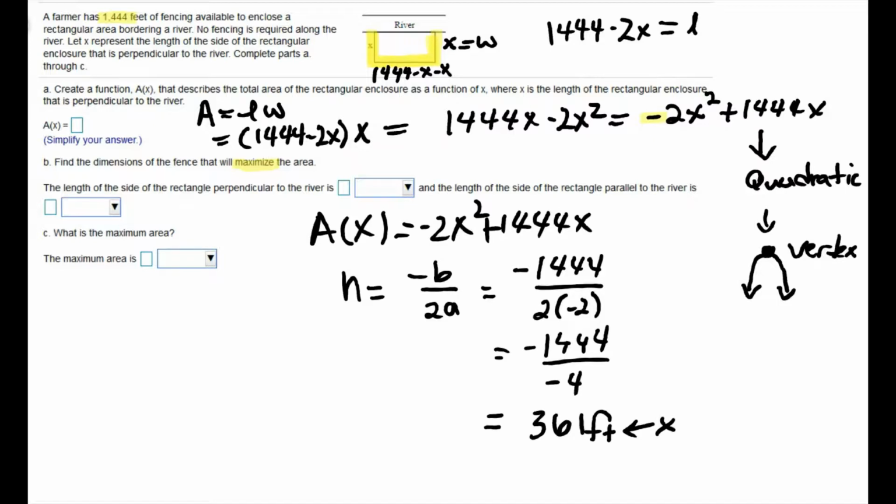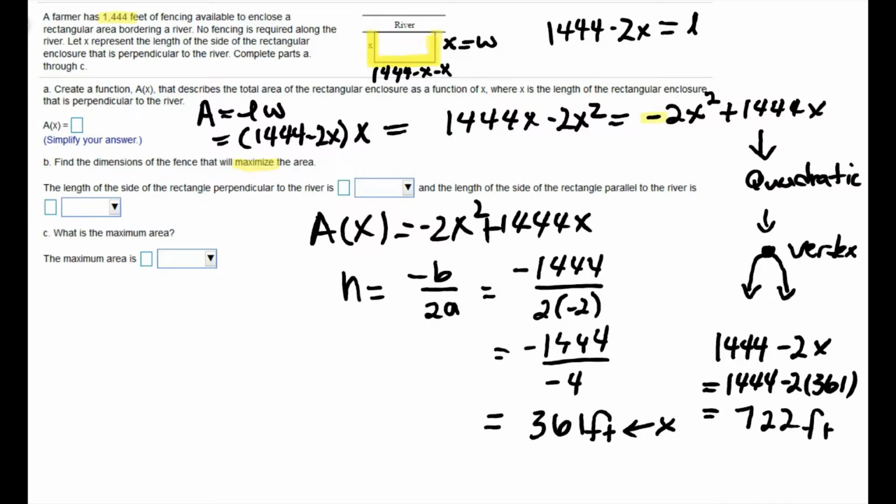We need to find the other side as well. The other side is 1,444 minus 2x. 1,444 minus 2 times 361. And that gives us 722 feet. So we've got the side that is perpendicular to the river being 361. The side that is parallel to the river is 722. Both of those units should be in feet.